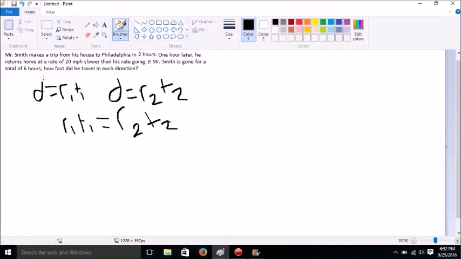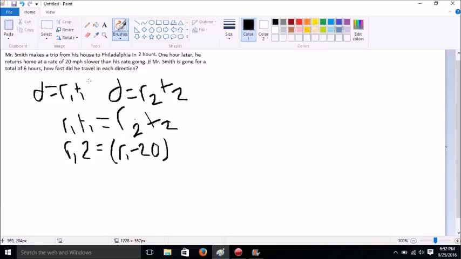So here's what we're going to do. We're going to fill in what we already know. We don't know his first rate, so we're just going to leave that as R1. Now his first time is 2 hours, so we put that for time 1. His second rate is 20 less than his first rate, so R1 minus 20.